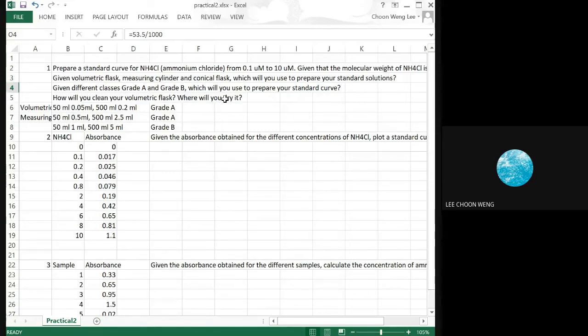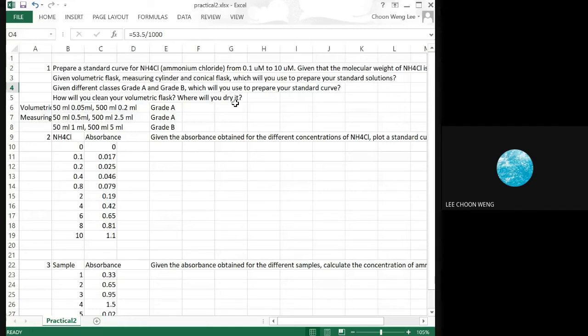Okay, do you all have an answer for this? How will you all dry your volumetric flask? I mean, you've used your volumetric flask to prepare the standard solution. After using it, you clean it up. Okay, so where do you dry it? Anyone?